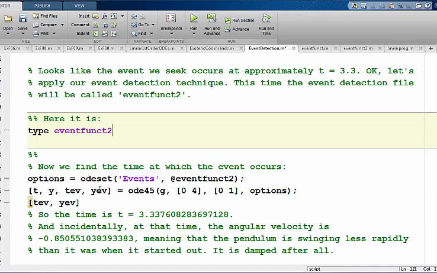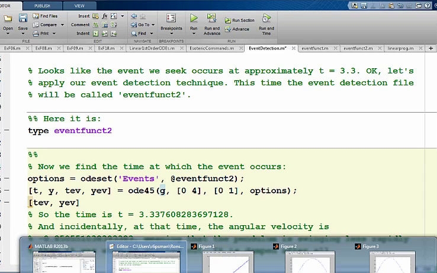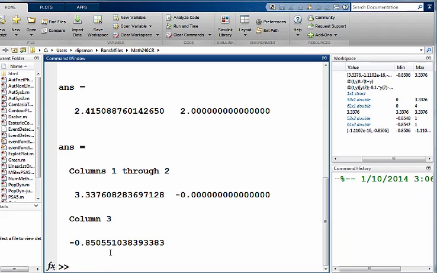And then let's go back to the editor, event detection. So the setup is exactly the same as before. I'm using the function g, solving from 0 to 4. I'm using event function 2 rather than the first one. And if we run it, in the MATLAB window, we see that this is the value. It occurs at a time equal to 3.337, etc. That's when y is back to 0.